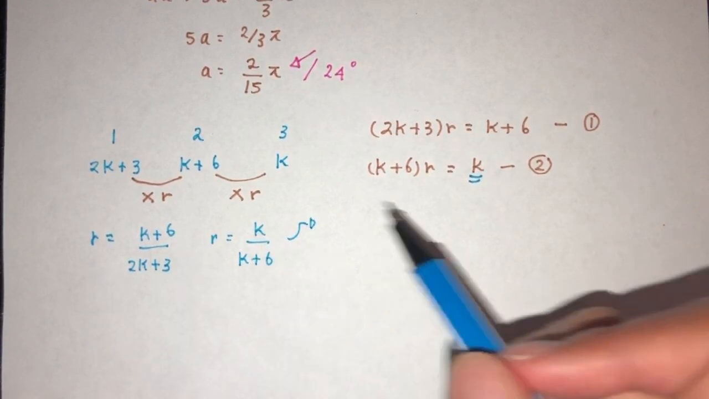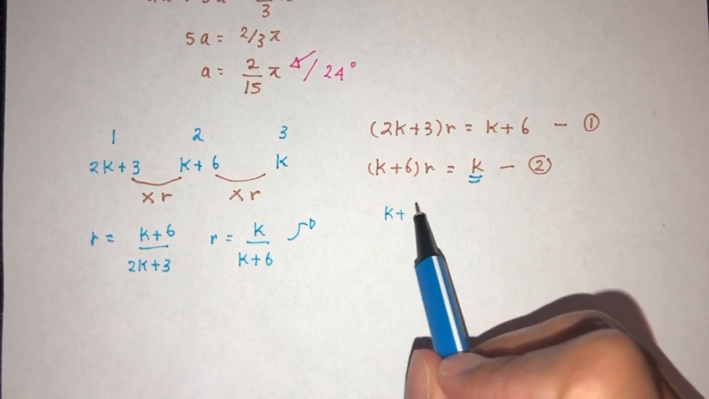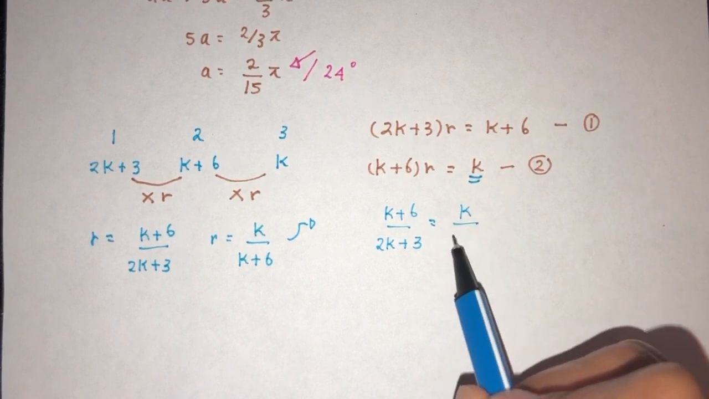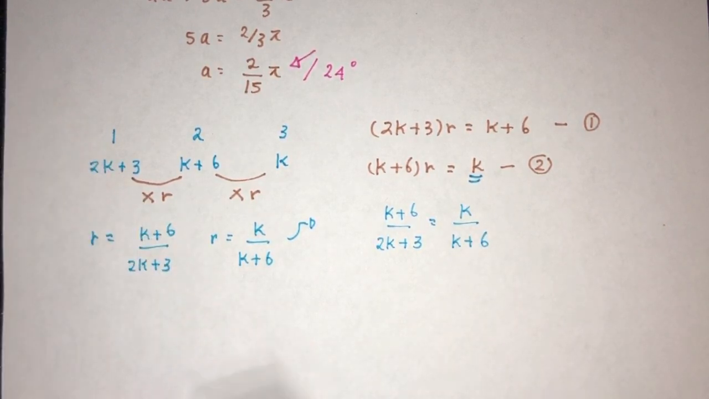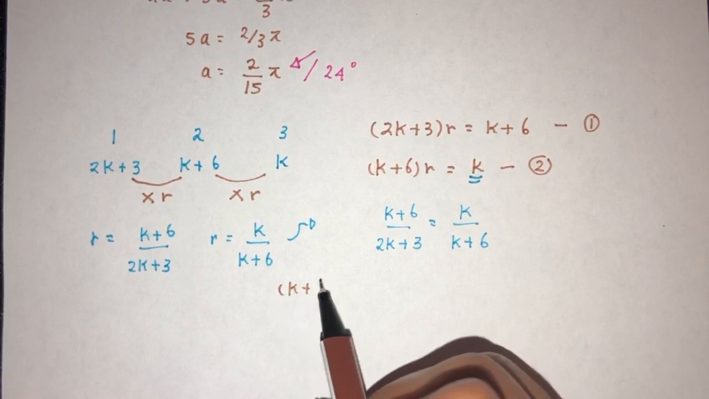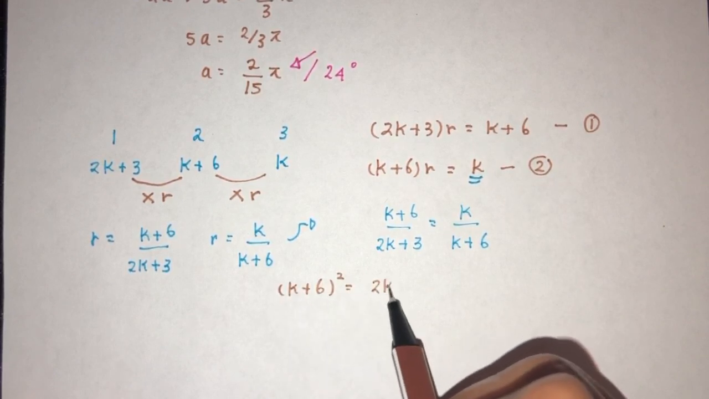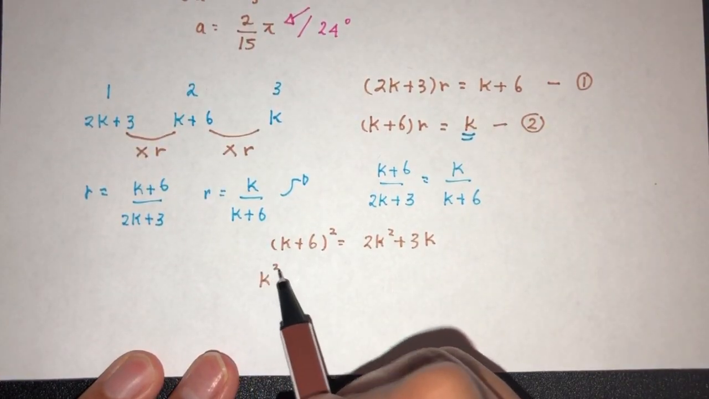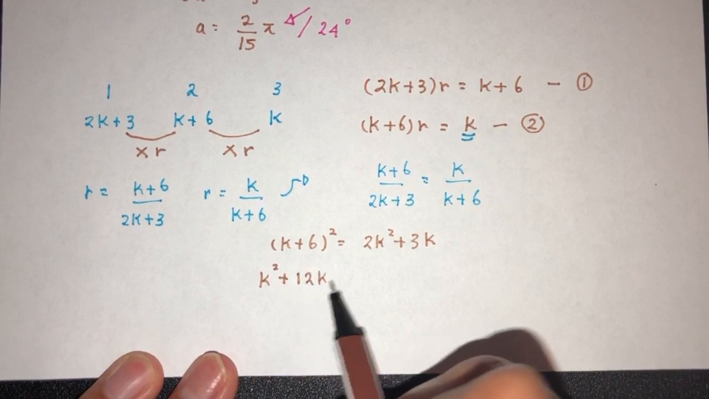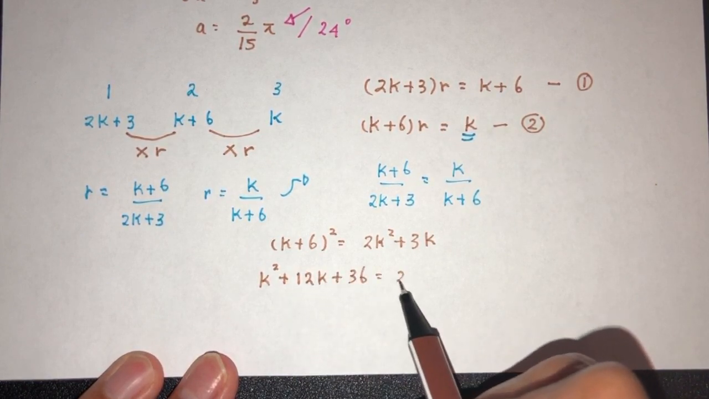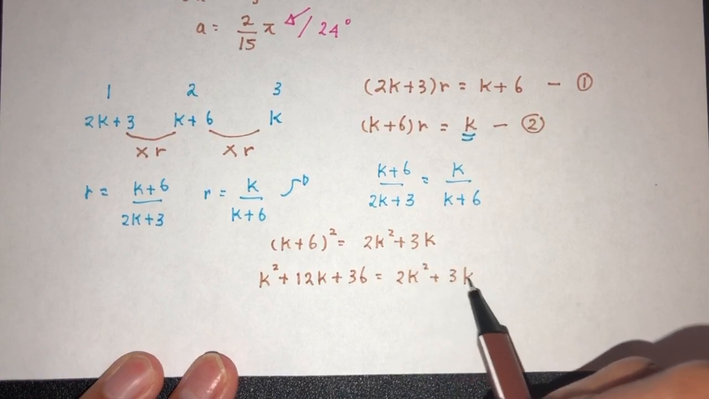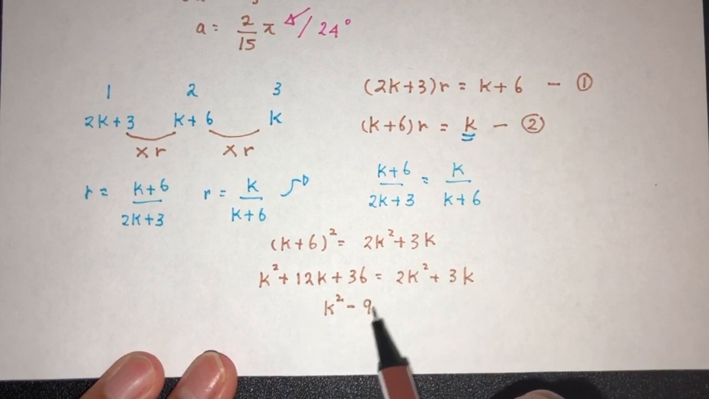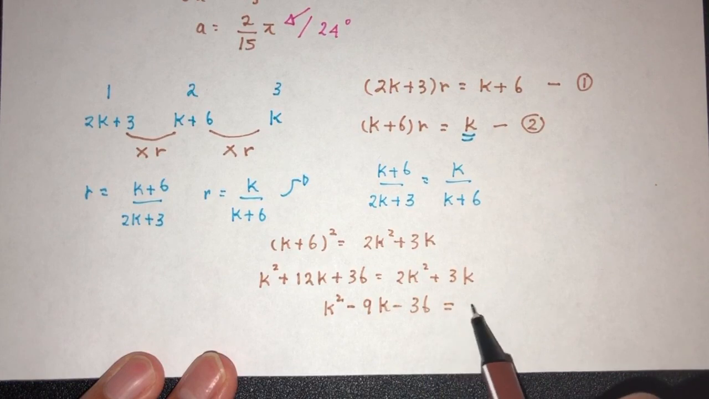So now we understand r is equal to r, obviously. On one side you will have k plus 6 over 2k plus 3 is equal to k over k plus 6. Now we can cross multiply. You will have k plus 6 squared equals 2k squared plus 3k. That gives you k squared plus 12k plus 36 equals 2k squared plus 3k. Now simplify, send everything to one side. You will have k squared minus 9k minus 36 equal to 0.